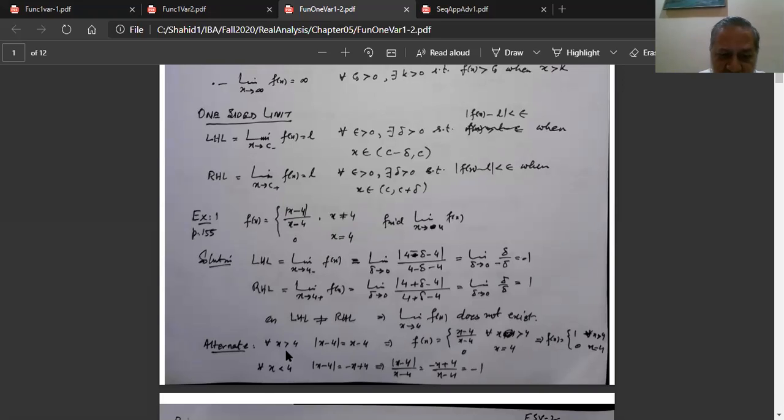Remember that for x greater than 4, mod of x minus 4 can be written as x minus 4. And for x less than 4, mod of x minus 4 can be written as minus x plus 4. Instead of using 4 minus delta and 4 plus delta, you can use this alternate definition of the function. When x is greater than 4, you use this. When x is less than 4, you use the other, minus x plus 4, and evaluate the limit, and you have similar results.